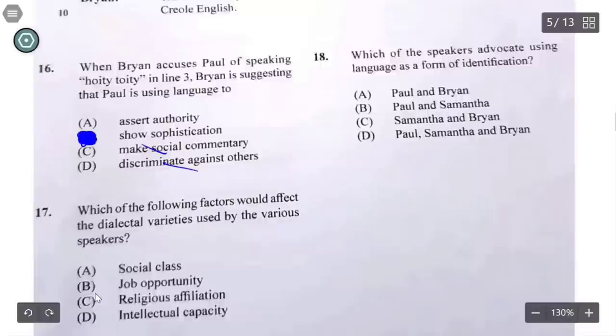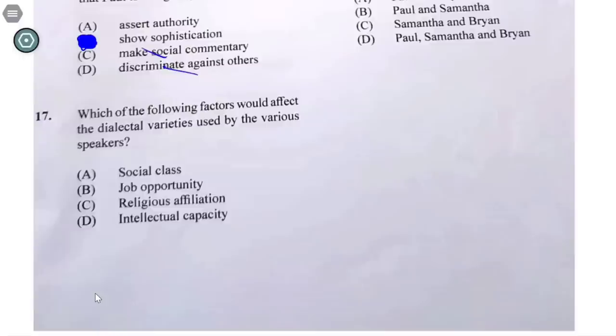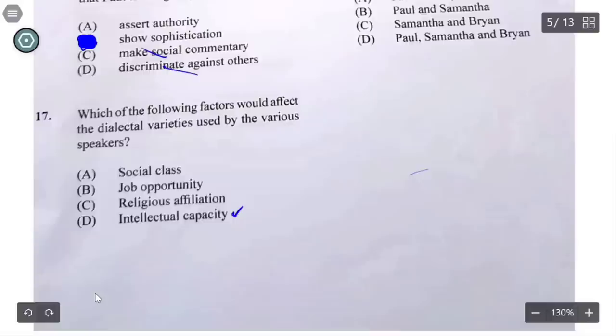17. Which of the following factors would affect the dialectal varieties used by various speakers? Social class, job opportunity, religious affiliation, and intellectual capacity. Intellectual capacity speaks to how educated you are. So in the Caribbean, we have what we call a continuum, where we use the basilect, the mesolect, and the acrolect, where the basilect is for those who are of the lower class. So we can include social class here as well.